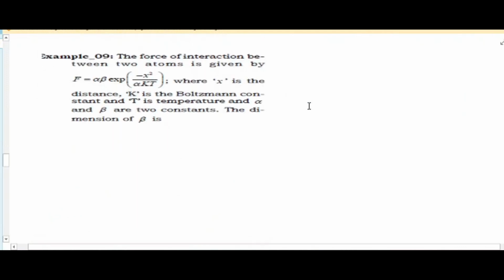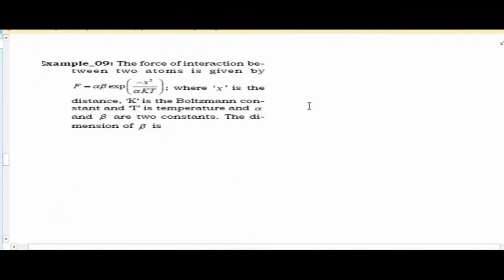Next, the force of interaction between two atoms is given by F is equal to alpha beta e to the power of minus x square by alpha kt, where x is the distance, k is the Boltzmann constant, t is the temperature, and alpha and beta are two constants. The dimensions of beta is, here the exponential function is also dimensionless. Therefore, x square by alpha kt is also dimensionless. From this, alpha is equal to x square by kt.